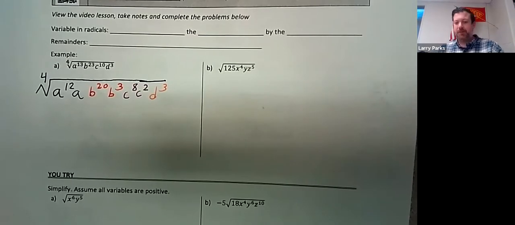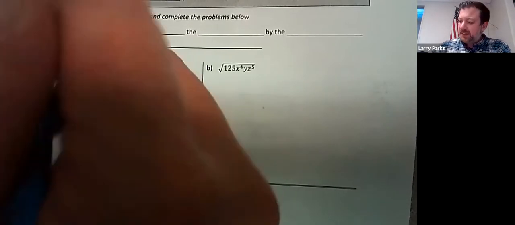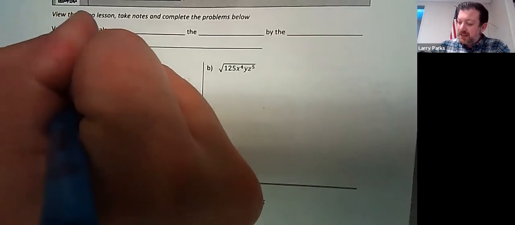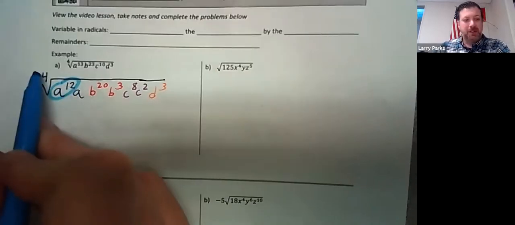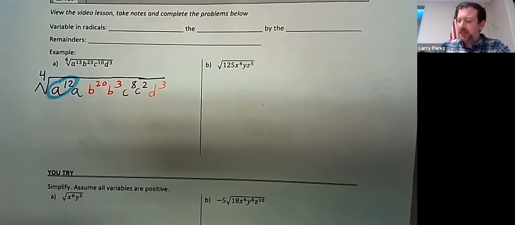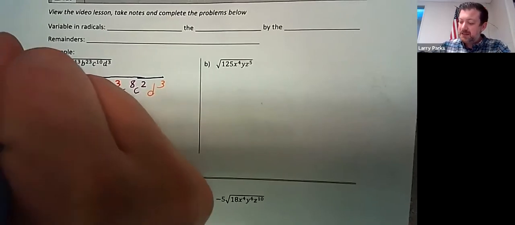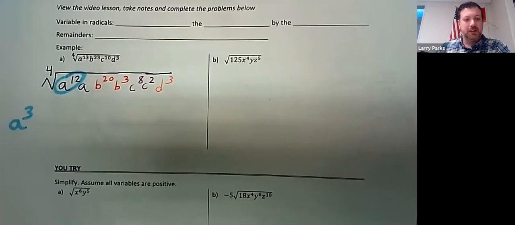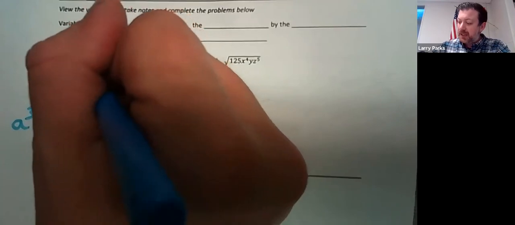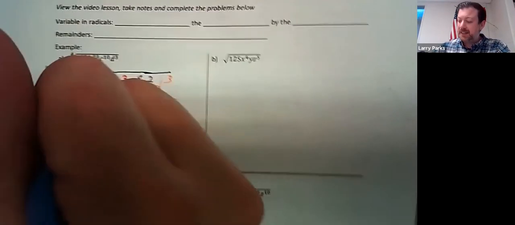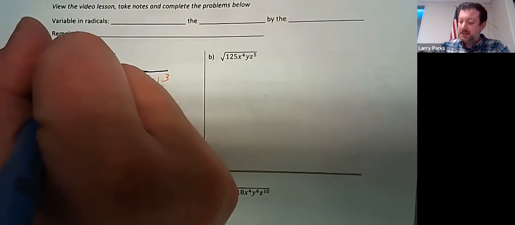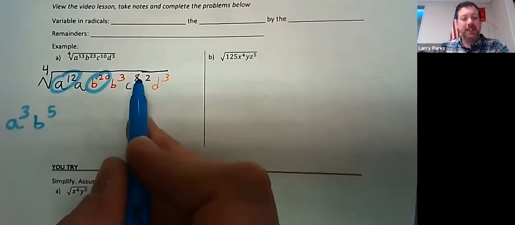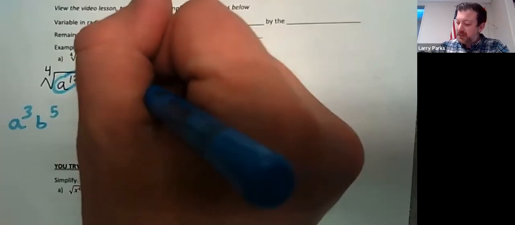Now what I'm going to do is I'm going to take a to the 12th divided by 4. 12 divided by 4 is 3, so that goes out here. And I'm going to take 20 divided by 4. That's 5. That goes out here. I'm going to take 8 divided by 4. That's 2.